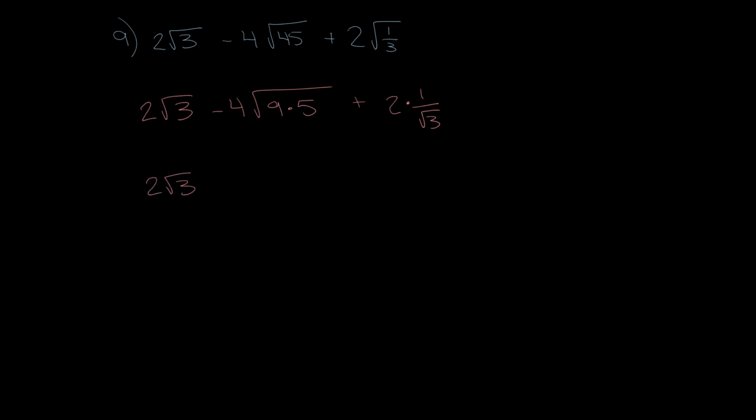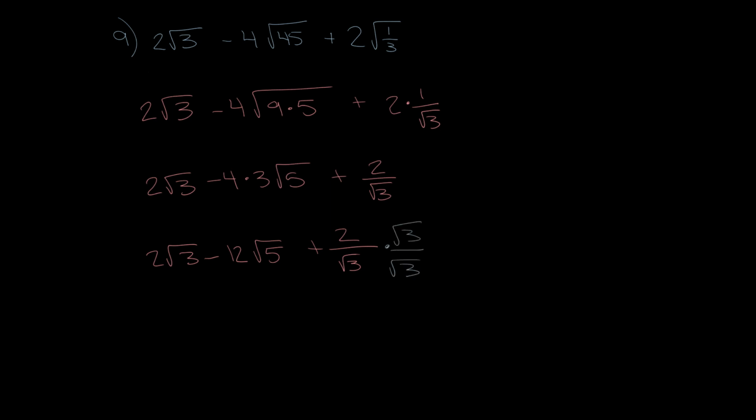So I've got 4 times the square root of 9 is 3. Watch what I'm going to do here. I'm just going to take this and go 2 over the square root of 3, because 2 times 1 is 2. So I can write it like that. So my next step, again, to simplify things a little bit, negative 4 times 3 would be negative 12 square root of 5, plus 2 over the square root of 3, which would be great, except there's a radical in the denominator. So I have to rationalize that by multiplying top and bottom by the square root of 3.